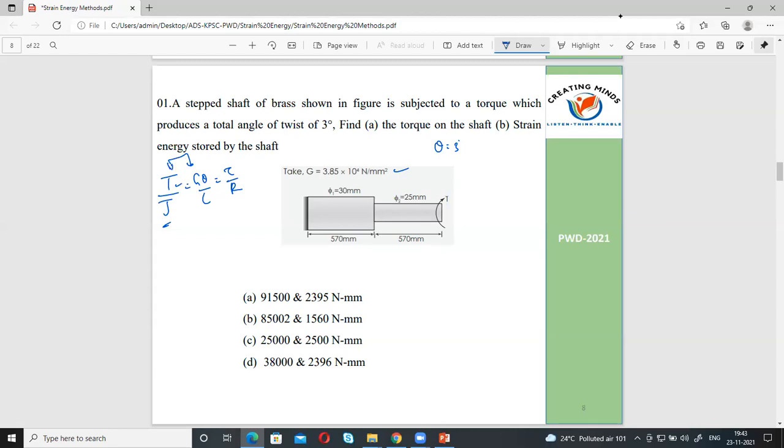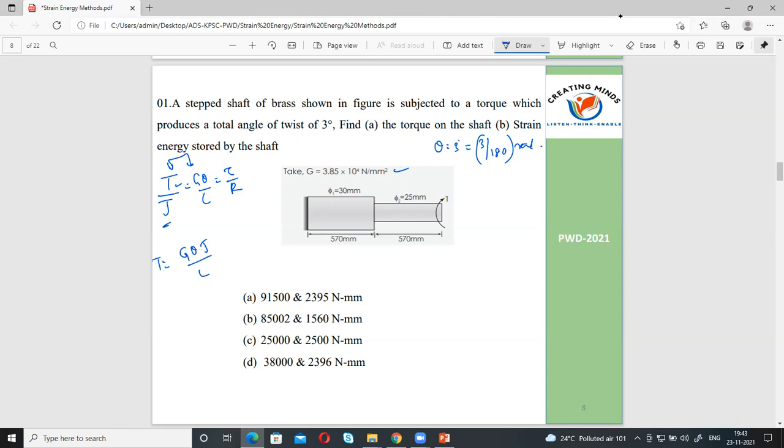Now use this equation. T equals G theta J by L. G value is given. Theta is in degrees, so you have to convert it into radians. How to convert it? 3 by 180. This is very, very important. Always convert it into radians. Yes, what is the answer? Try to solve.